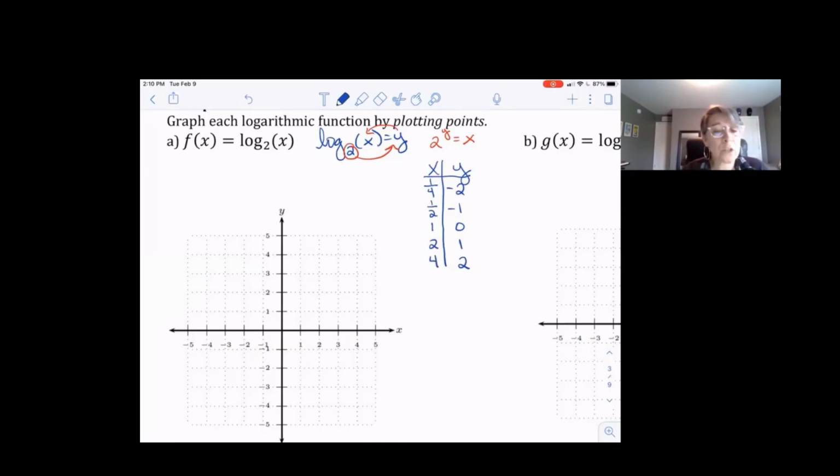So let's plot each of those points. When x is a positive 1/4, y is a -2. When x is a 1/2, y is a -1. X is 1, y is 0. When x is 2, y is 1. And when x is 4, y is 2. So we have a nice increasing function. Notice there, no matter how close to -infinity we get for y, we're still going to get a positive reciprocal.